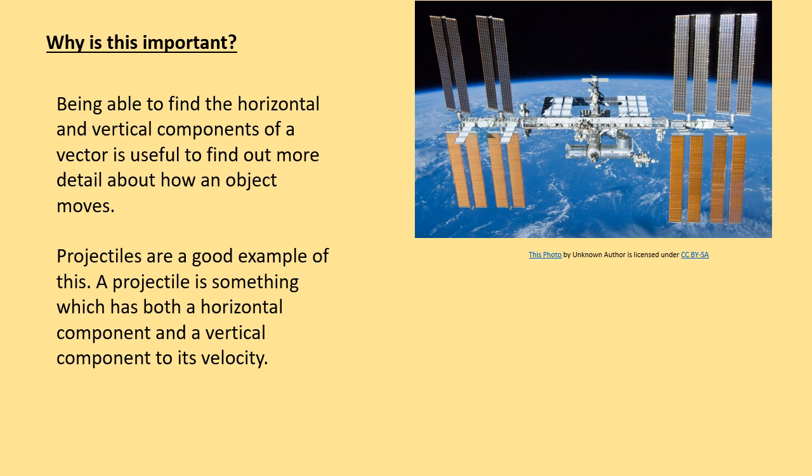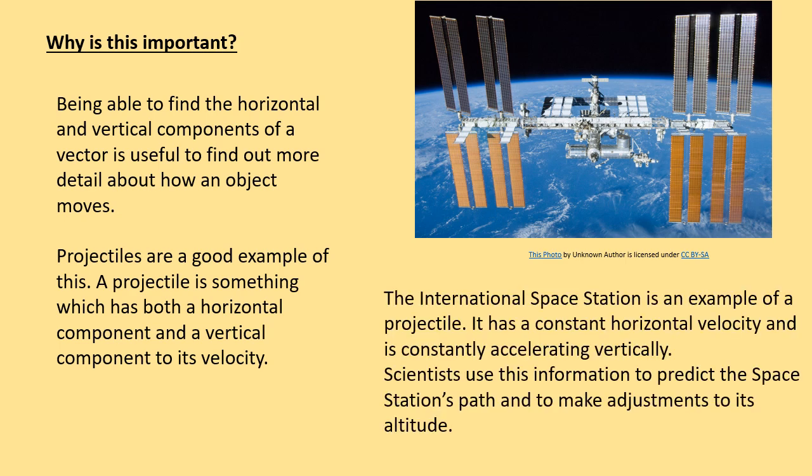Finally, for this video, why is this important for us? So being able to find the horizontal and vertical components of a vector is useful to find out more detail about how an object actually moves. So projectiles are a really good example of this. A projectile is something which has both a horizontal component and a vertical component to its velocity. So if we take the International Space Station here, for example, the International Space Station is a projectile. It has a constant horizontal velocity, but it's also constantly accelerating vertically as it falls around the Earth. Scientists can use the information about the horizontal motion and the vertical motion to predict the space station's path and to make adjustments to its altitude.